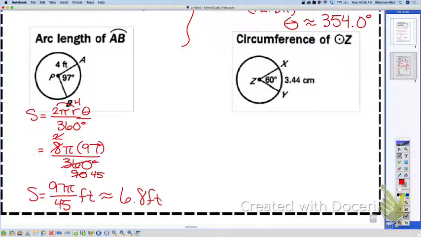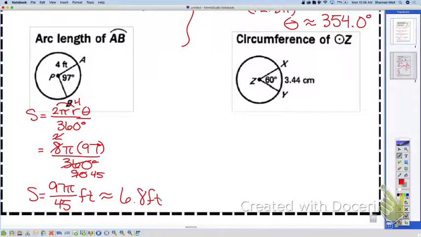Where are you getting this 45 from, though? Look, 8 and 360, 4 goes into both. 4 goes into 8 twice. 4 goes into 360, 90 times. 2 goes into 90, 45. I'm just reducing the fraction. I had 8 over 360, and it reduced down to 2 over 90. Well, they're both even still, so it's 1 over 45. I'm just reducing the fraction.